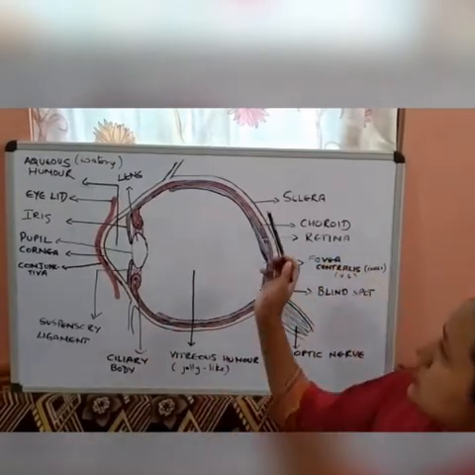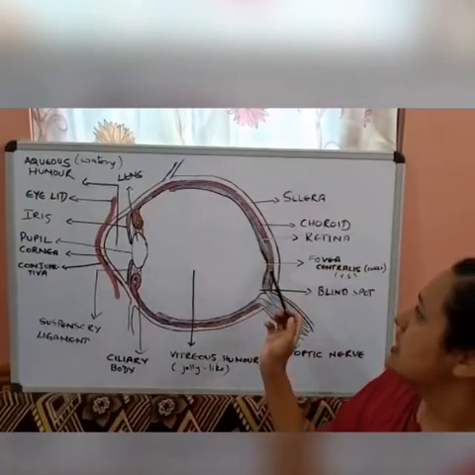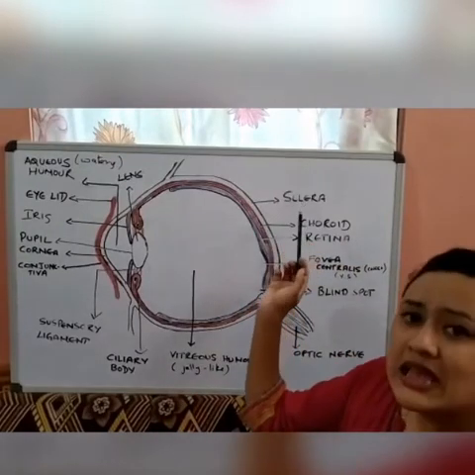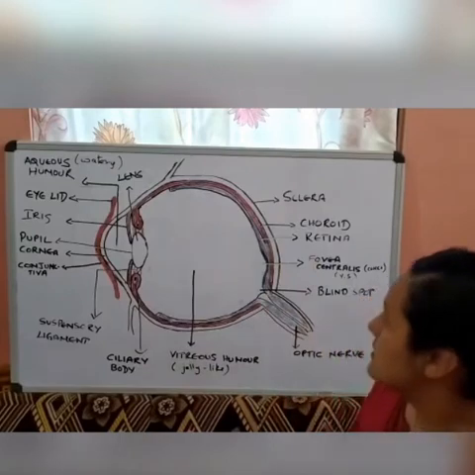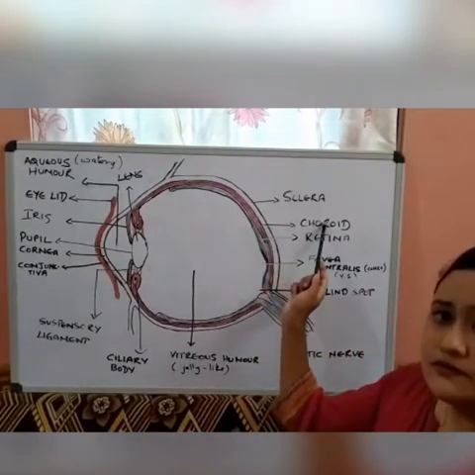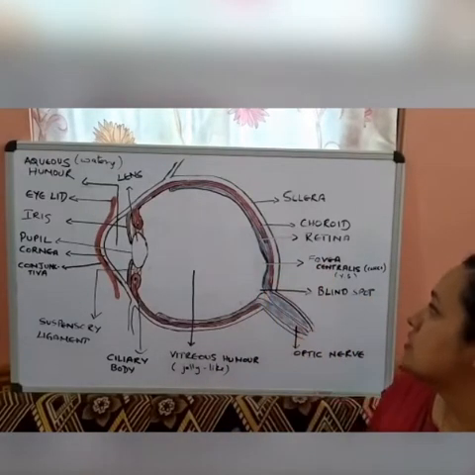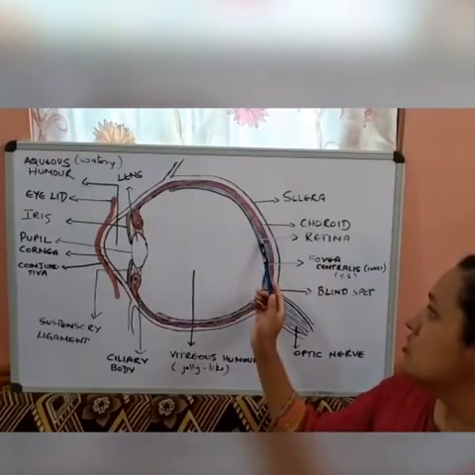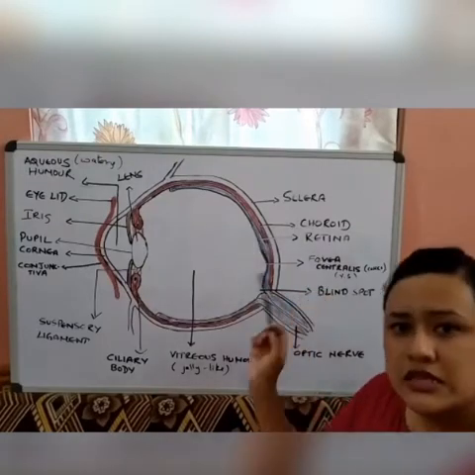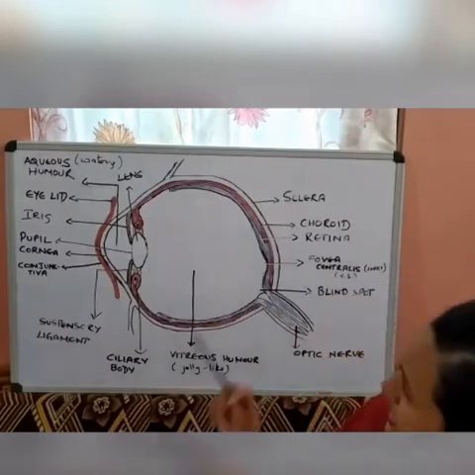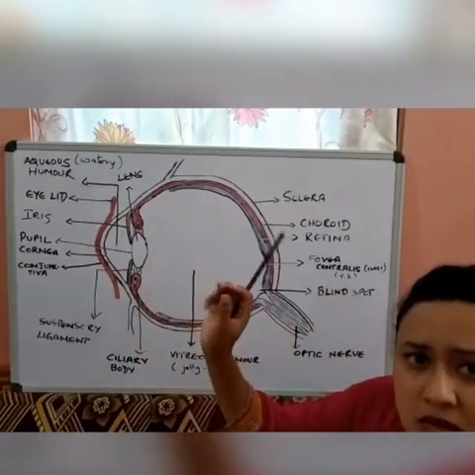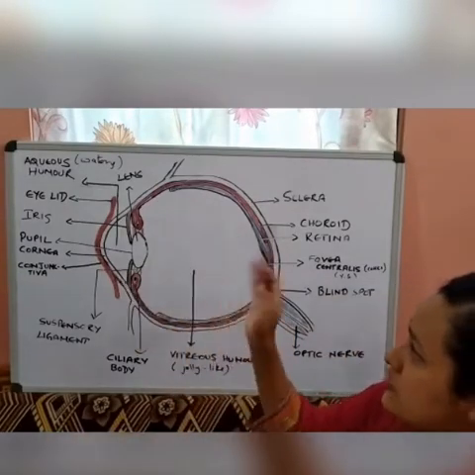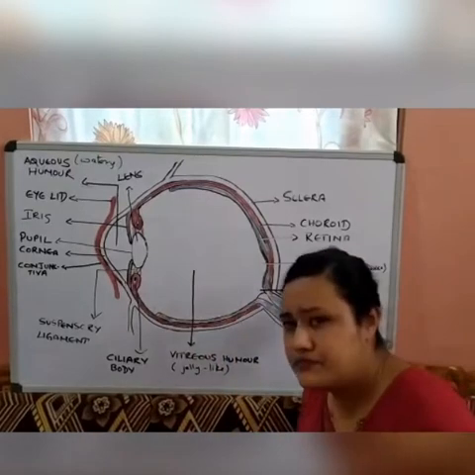First, you can see the first layer. This layer is known as sclera. Then comes the choroid. The middle layer is known as the choroid, and the innermost layer is known as the retina. So this makes up the wall of the eye, making it thick. These are the 3 layers of the eye.